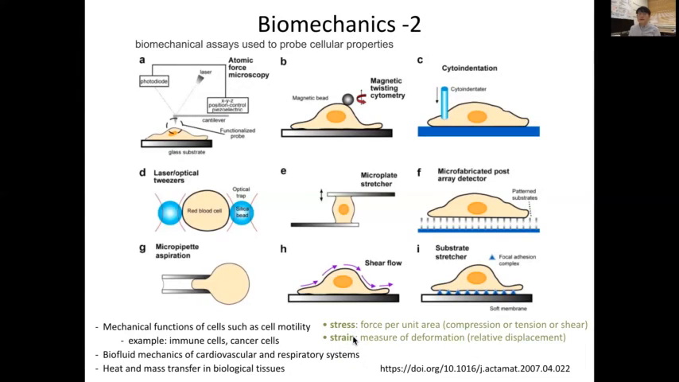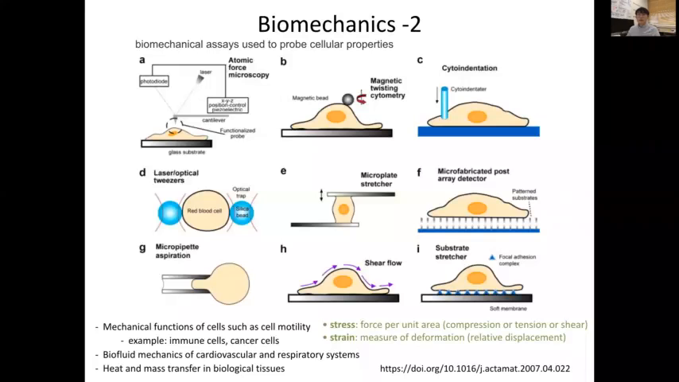Strain is defined as the measure of deformation. When there is a force, let's say extension, strain is the amount of displacement divided by its original length, so that it is normalized as a relative displacement.